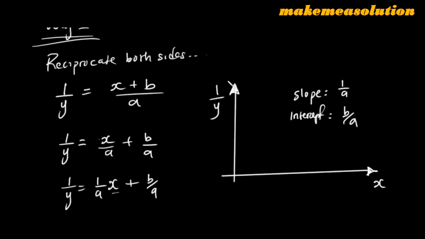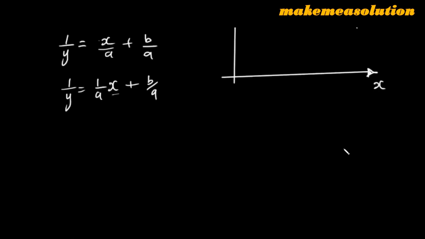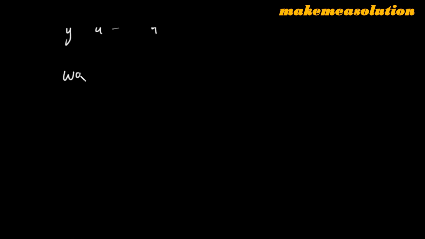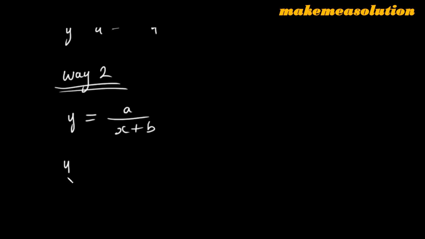So any graph or any curve that you get by plotting 1 over y versus x, the slope of that graph will be equal to 1 over a, and the intercept on the 1 over y-axis, sorry, is going to be equal to b over a. Is that okay? So the second way someone would have solved this same problem and gotten the answer, way 2, is, let's say you are given y is equal to a divided by x plus b. You can decide to cross multiply, giving you y into x plus b is equal to a.